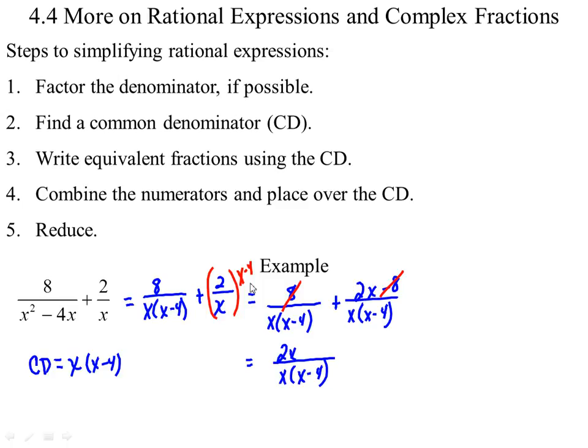Now, can we reduce anything? Okay. We can reduce this x with this x. Reason being is because this x is a factor. It does not belong to this group. So the question is, can I reduce this 2 with this 4? No, because that 4 does belong to that group. So your answer is going to be 2 over x minus 4. That is going to be your answer.